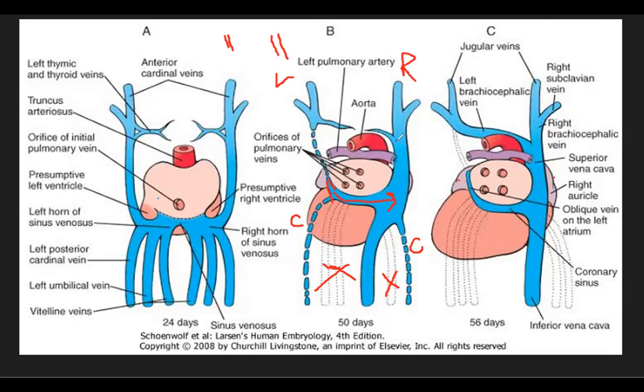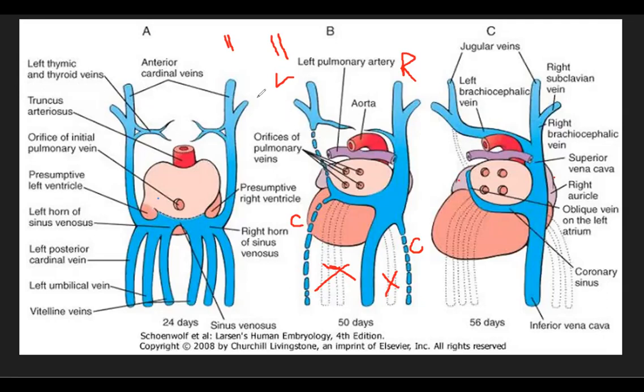Now, this dilated portion of the right anterior cardinal vein is what will form the superior vena cava. Now, have you understood how the superior vena cava is formed? The superior vena cava is formed when the right anterior cardinal vein dilates. Okay, and why does it dilate? It dilates because the left side one degenerates.